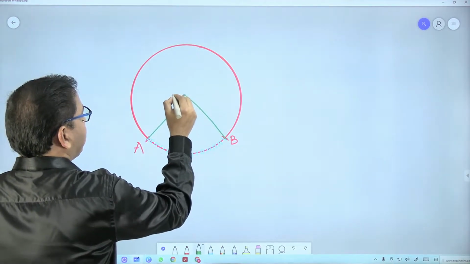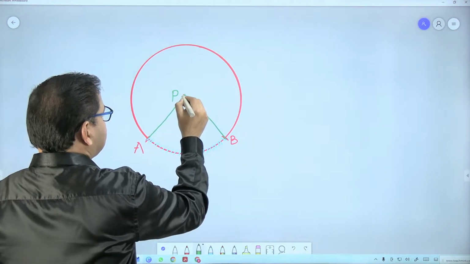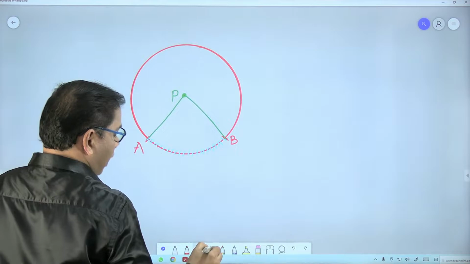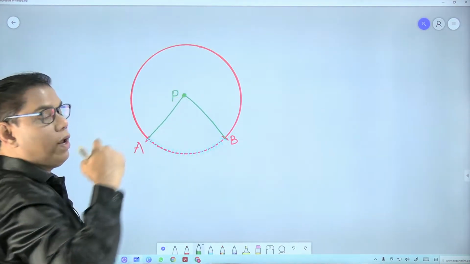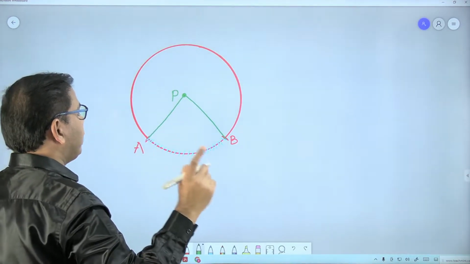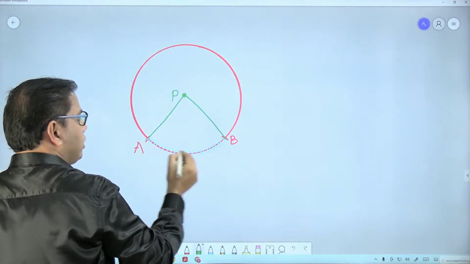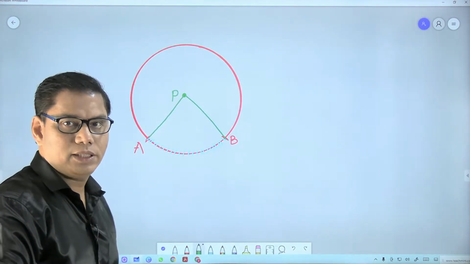Let us say P is my center. I write this name as P here. So one angle it subtends or forms at the center of the circle, and the other angle it subtends at a point anywhere on the circle. See, the point to be noted is anywhere on the remaining part of the circle. So this arc AB is a minor arc, smaller than a semicircle.